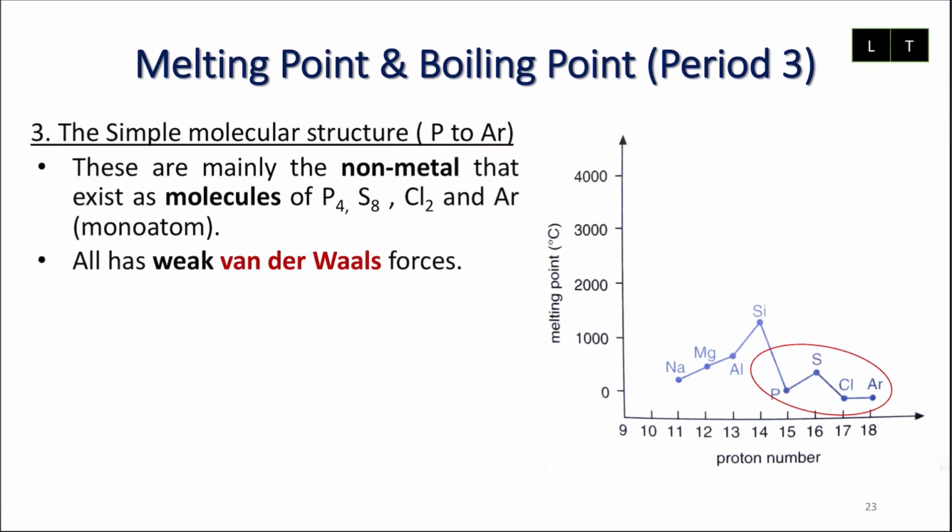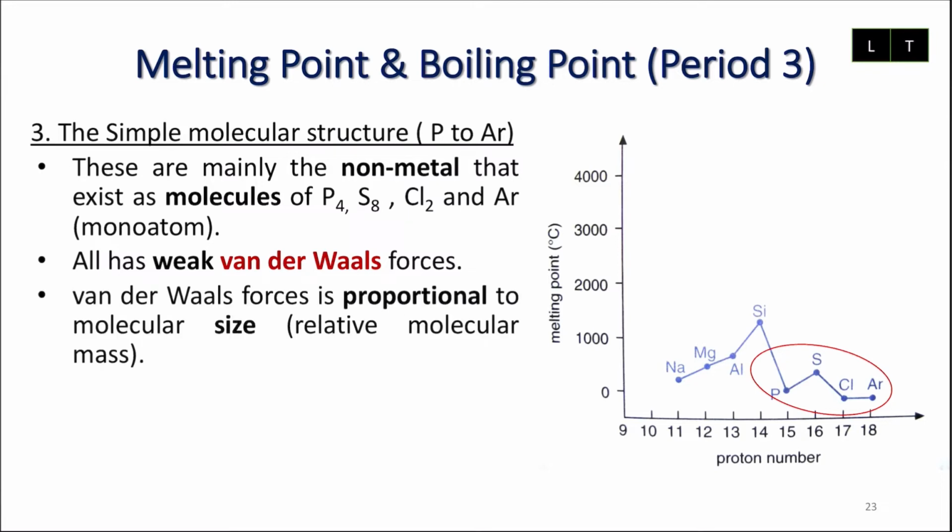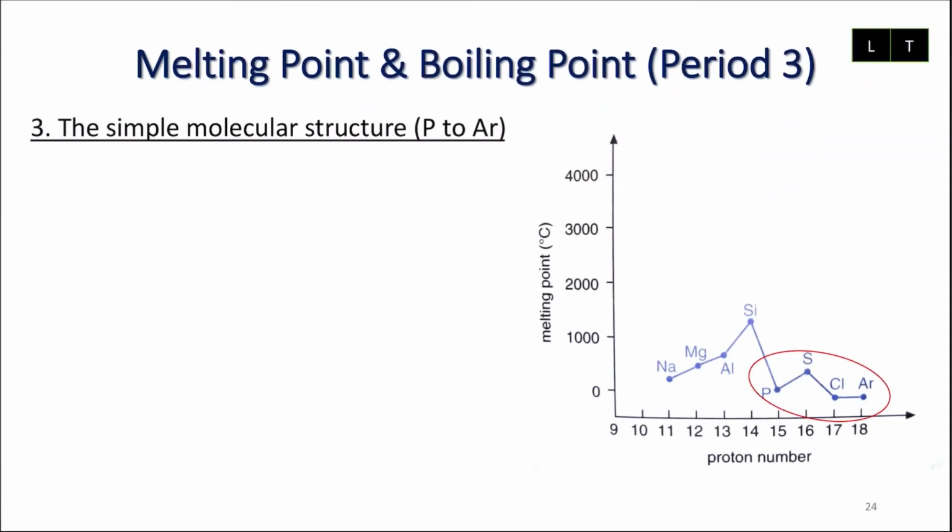So bila dia ada weak van der Waals forces, maknanya yang kita belajar daripada video sebelum ni, van der Waals forces is proportional to the molecular size. Kalau size dia besar, maknanya van der Waals forces dia paling kuat. Kita akan lihat in terms of relative molecular mass. So, we got the order of molecular size. Dalam case ini, argon. Ini kan dalam the same period. Period 3 maknanya across the same period.